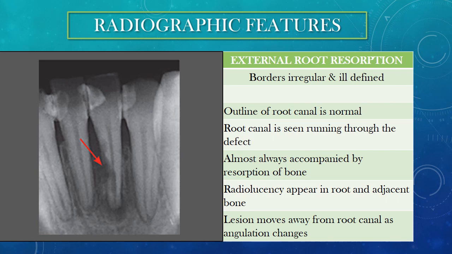Coming to external root resorption, as we can clearly see from the radiograph, the radiolucency appears in the root and the adjacent bone, and the lesion moves away from the root canal as the angulation of the radiograph changes.